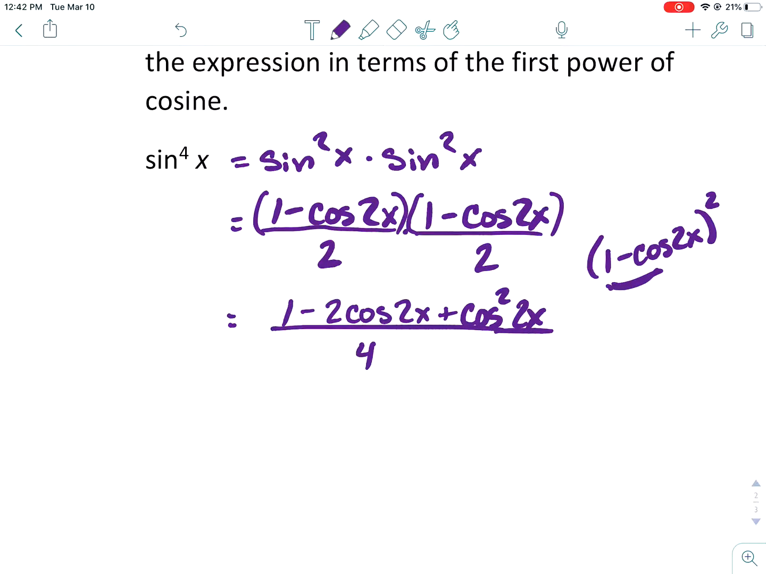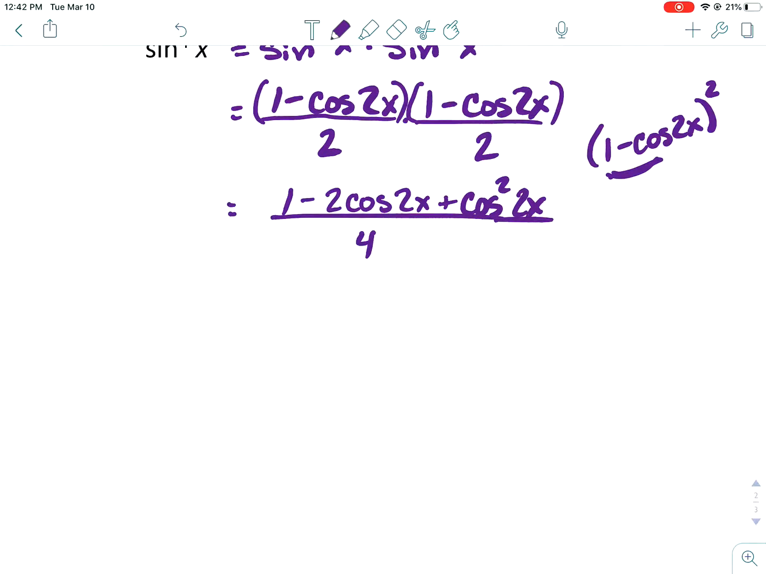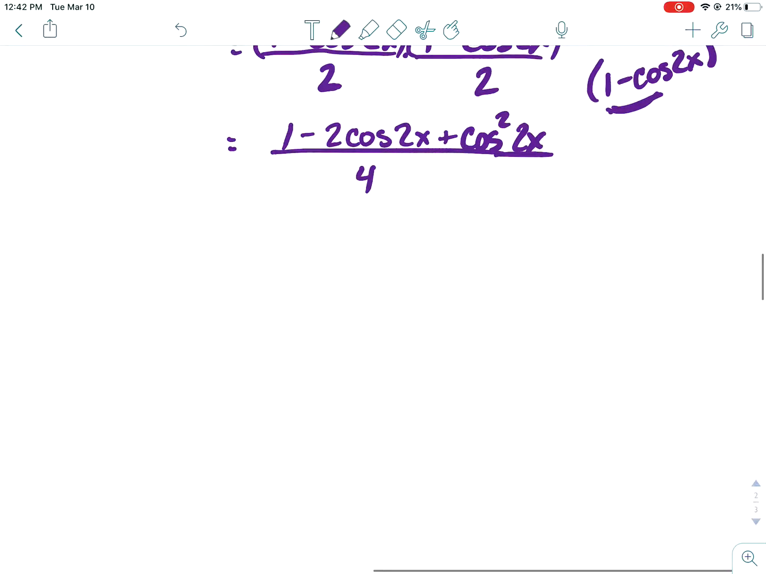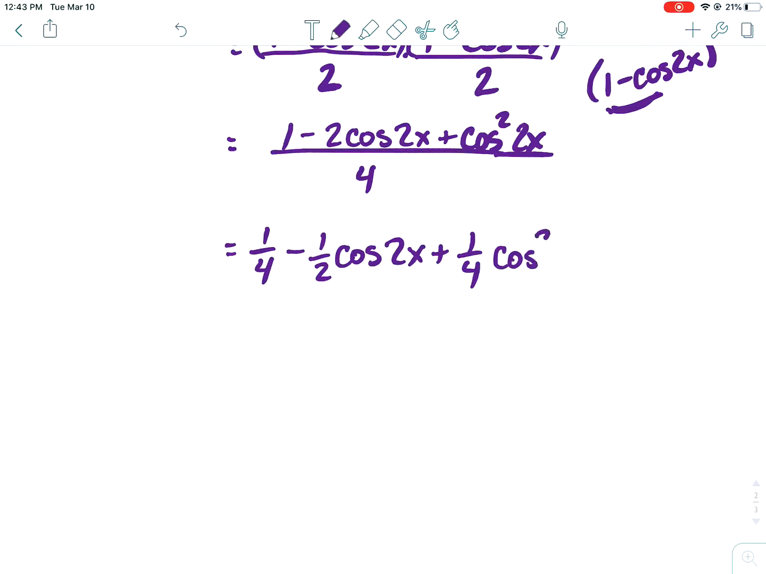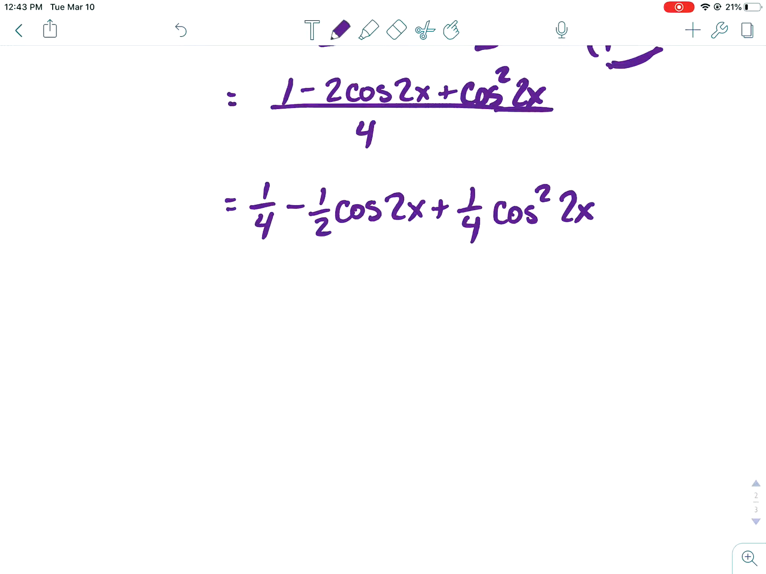Now, have we done what we were asked to do? Is this all first power of cosine? No, we still have a second power. So we have more to do, but it's okay. We can do it. So what I'm going to do is break apart this fraction. So I'm going to take each term and divide it by 4. So we'll have 1/4. And then when we do negative 2 divided by 4, that's going to be negative 1/2. And then 1/4 cosine squared of 2x.